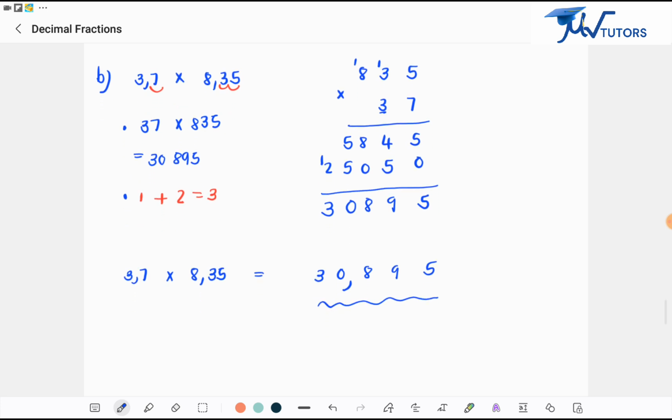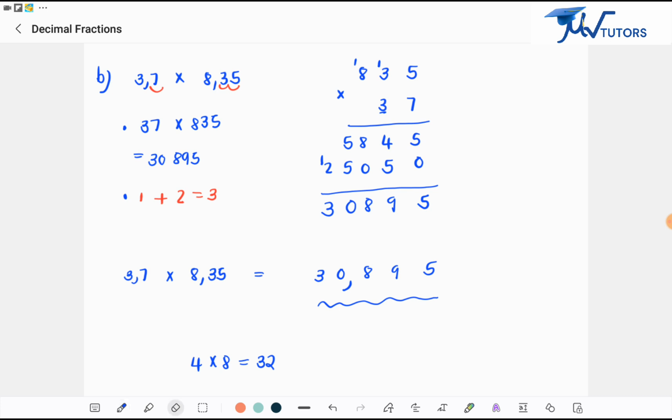So a sanity check here, I would take the 3,7 and round it up to 4. And I would take the 8,35 and round it down to 8. And then I would just multiply and check what is 4 times 8. That's actually 32. So that's my answer of 30,895. Does it make sense? Yes, it actually does make sense. Okay, I know I'm expecting a number around the 30s.